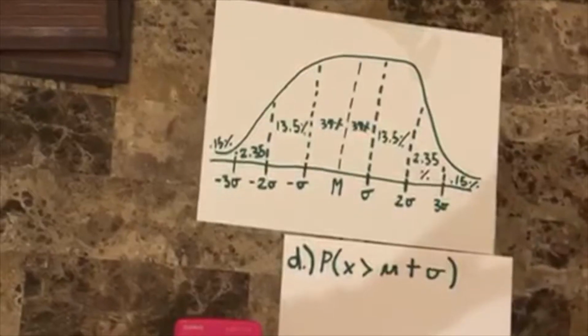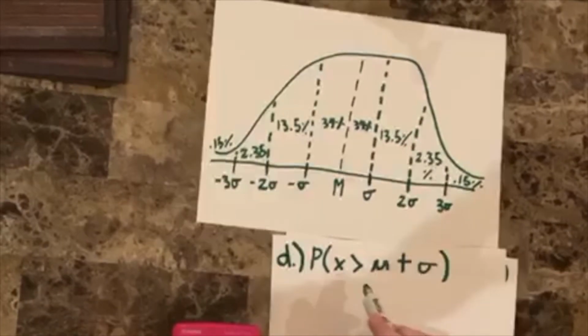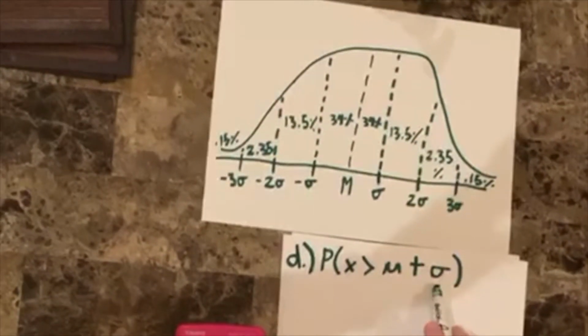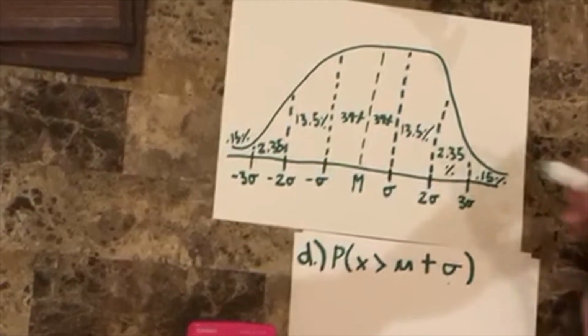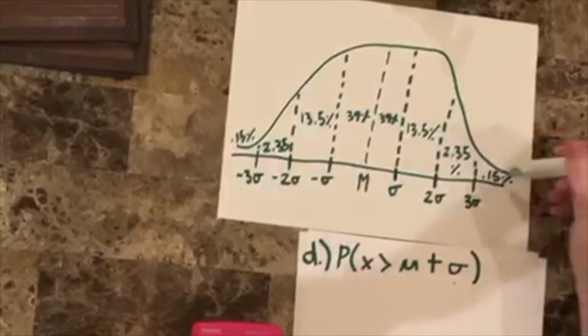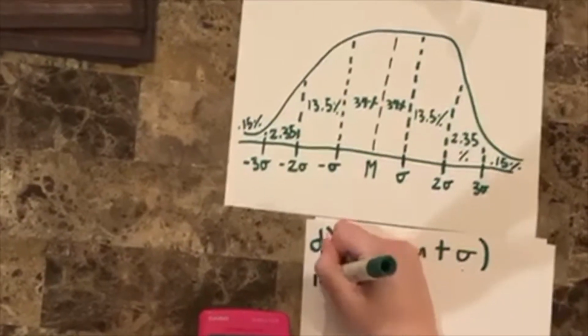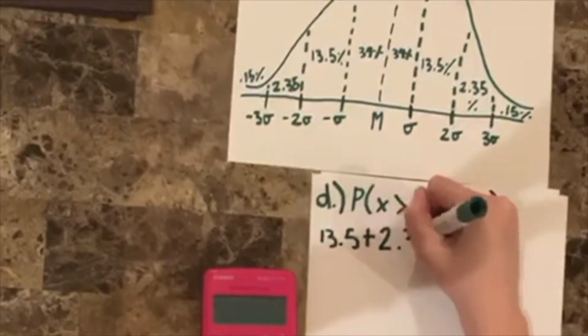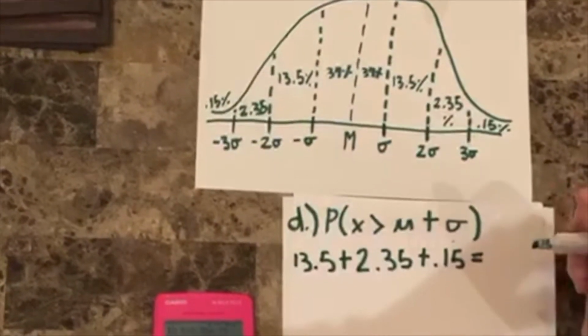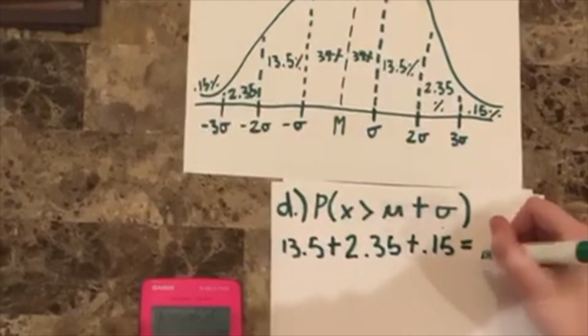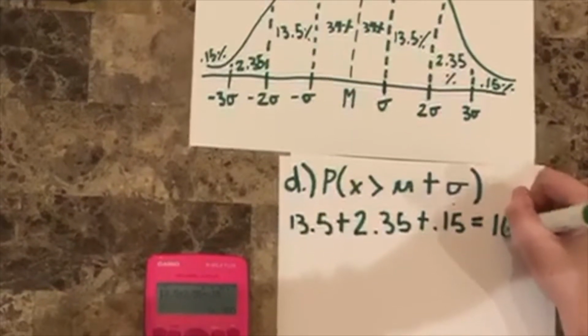To solve problem D, I will have to use this chart, and the problem is asking me what is greater than this sigma. So this is located here, so it will be what is in this space. So my answer will be 16%.